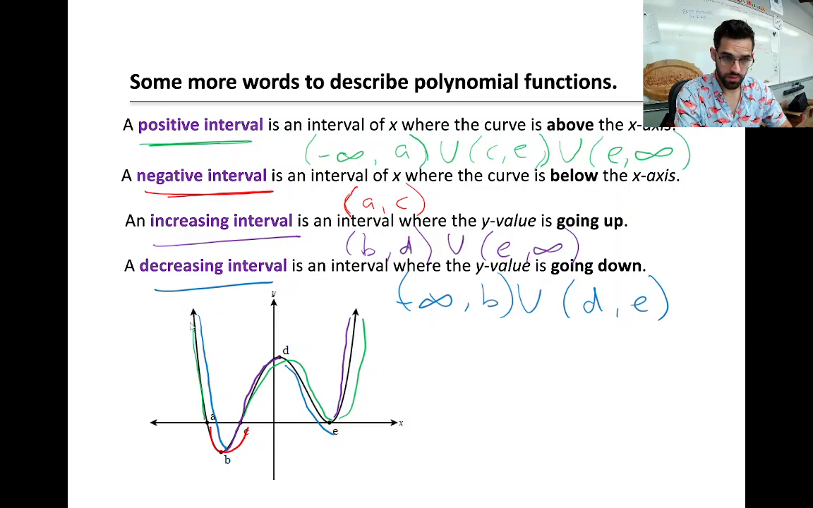Which means from the left up to point B is a decreasing interval. As we go from left to right, the y values are going down from negative infinity up to point B. Also from point D to point E, also decreasing. As we go left to right, y values are going down. So that's increasing versus positive.